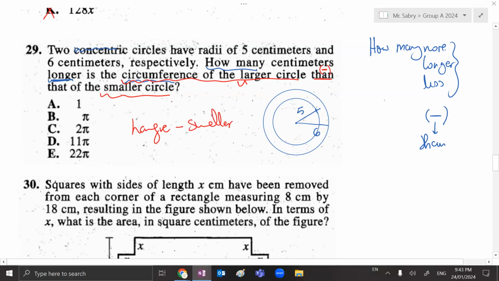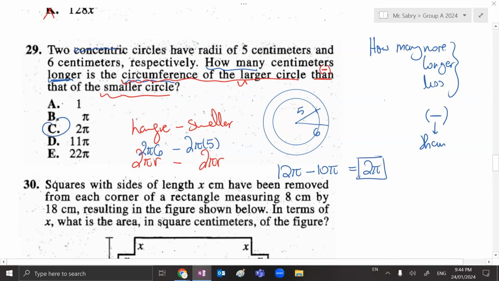So circumference of the larger would be 2 pi r. Circumference of the smaller would be again 2 pi r. What's the radius of the larger circle? It is 6. So 2 pi 6. What's the radius of the smaller circle? 5. So 2 pi 5. That would be 12 pi minus 10 pi, which is a total of 2 pi. That's the answer, C. Does that make sense? Yes.